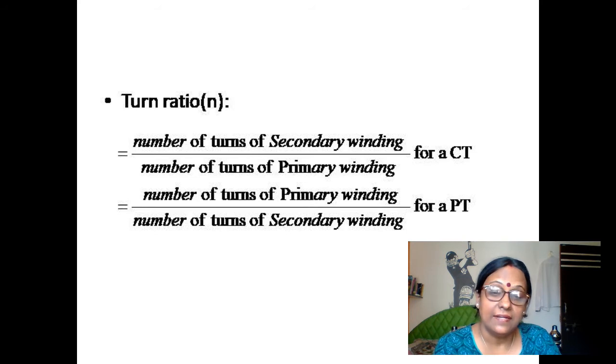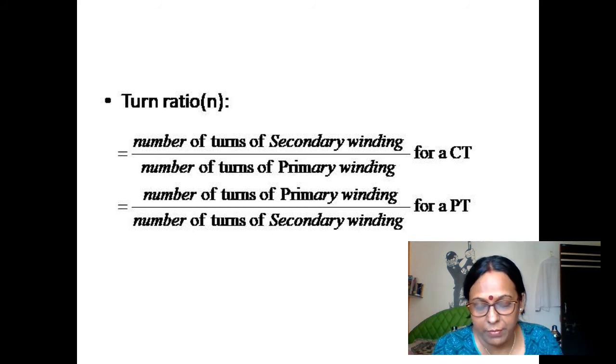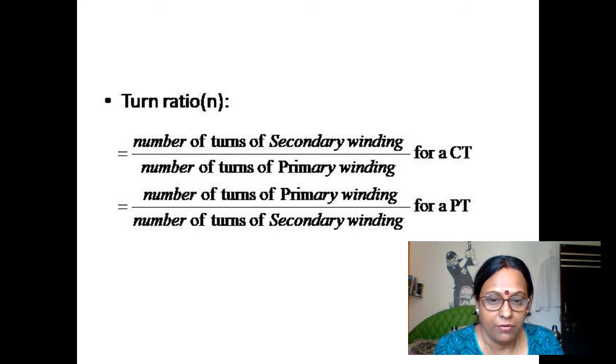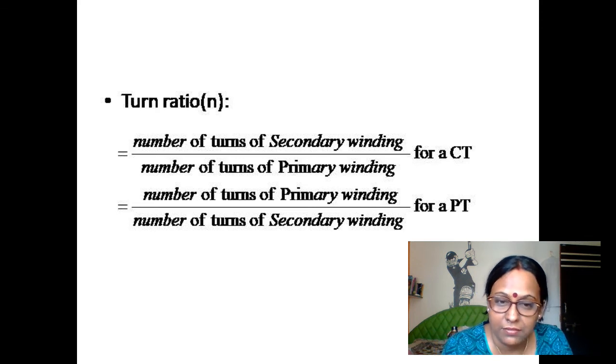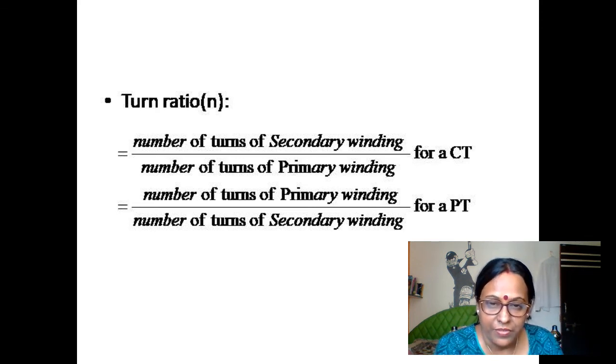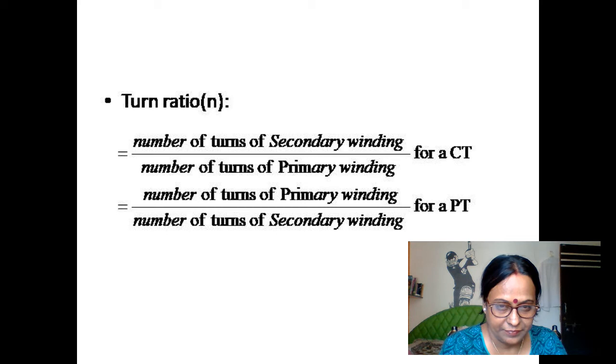Next one is the turn ratio. In first year also we know that the turn ratio is equal to N1 by N2, is equal to V1 by V2, or is equal to E1 by E2, is equal to I2 by I1. So turn ratio for a CT is defined as the ratio of the number of turns in the secondary winding by the number of turns in the primary winding. And for a PT, the number of turns in the primary winding by the number of turns in the secondary winding. So we will remember all these things: the transformation ratio, nominal ratio, and turn ratio.